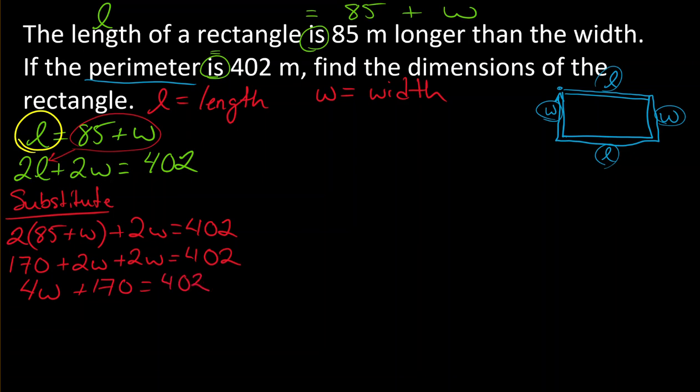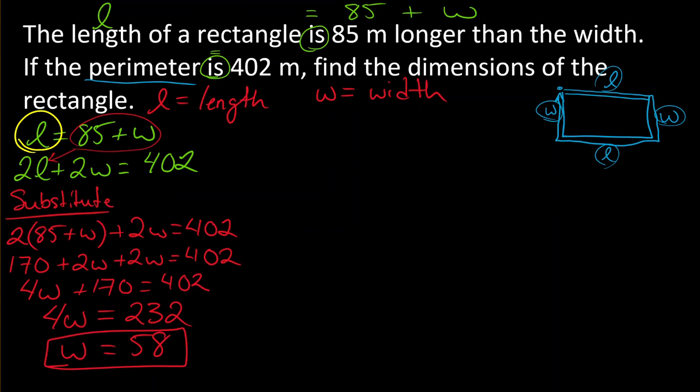And if I subtract 170 from both sides, we get 4W equals 232. Okay, well, if we want to get W by itself, we divide by 4 and divide by 4. So the width is going to be equal to 58 meters. Perfect. We were able to get one of our variables by itself, no problem.